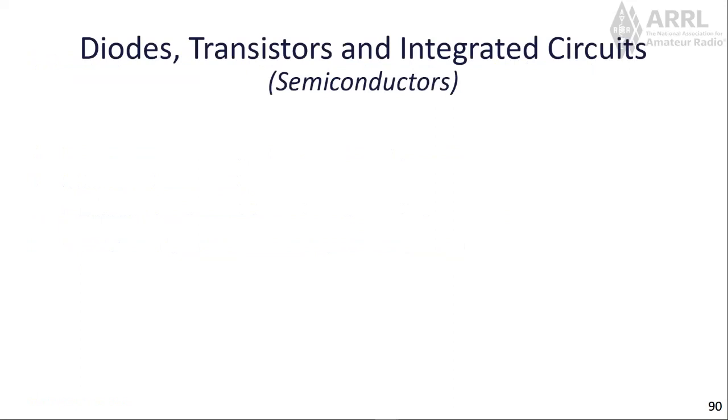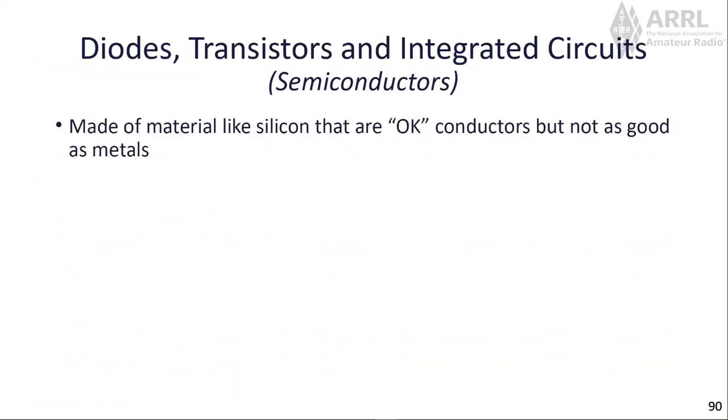All right, diodes, transistors, integrated circuits. And early on, we talked about insulators such as glass, wood, and conductors, different metals, aluminum, copper. We said that was the two choices. Well, there's actually a third choice. We call them semiconductors. They're not really conductors. They're not really insulators. Silicon happens to be a material that fits into that class. They're okay conductors, but they're not as good as the metals are. Okay?